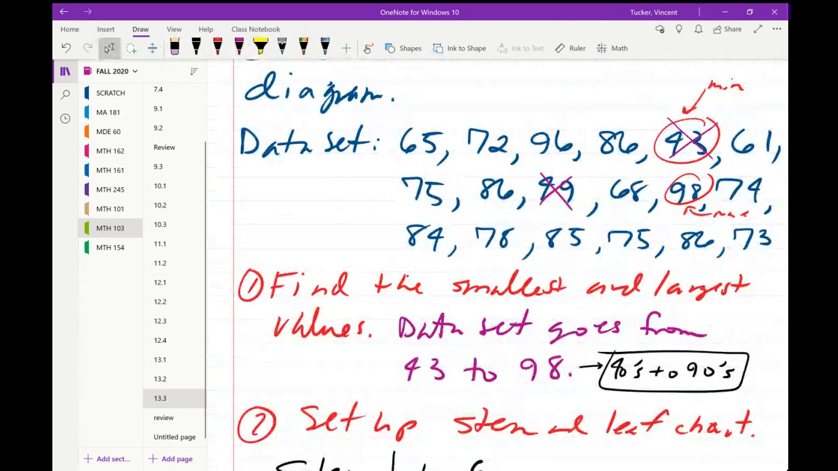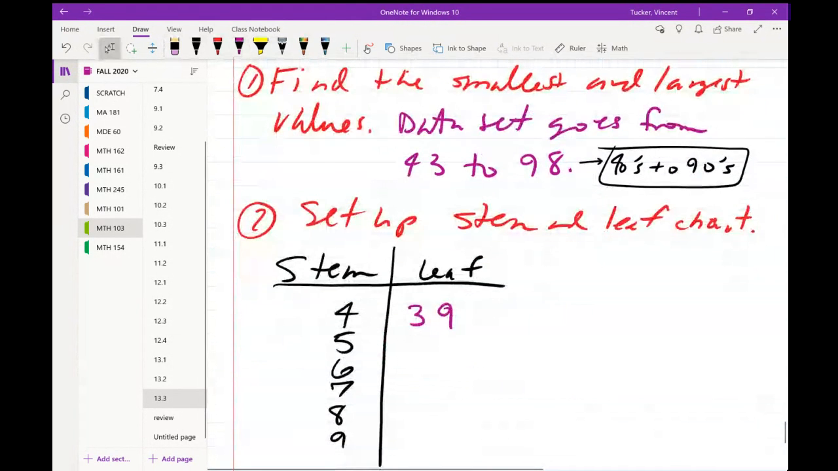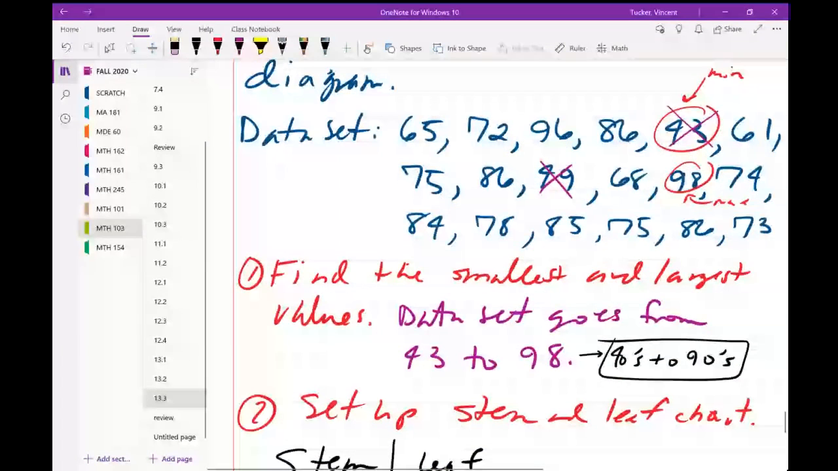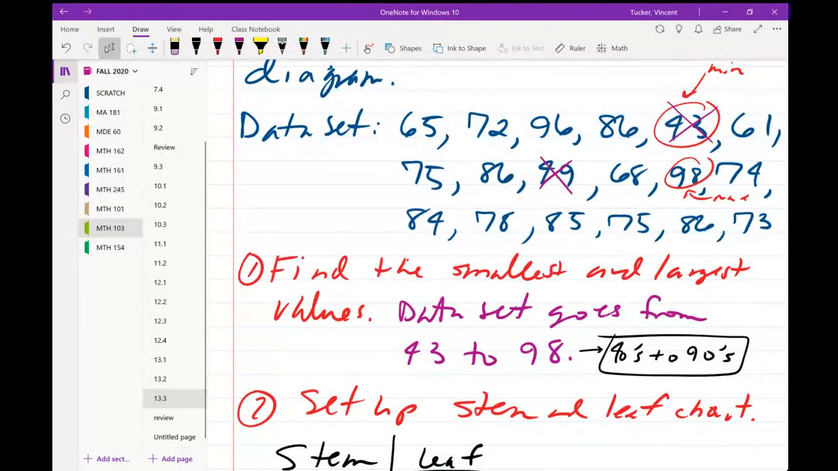Look for values in the 50s. I don't see any. If we don't have a value in the 50s, we do not put a 0 right here, because that would represent the number 50. If there's nothing in the 50s, we just leave it blank and go to the 60s. Normally you try to be in order, but it's not that big a deal. You should look for the lowest value in your 60s.